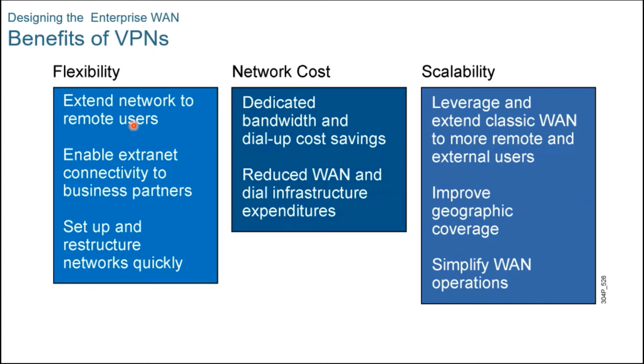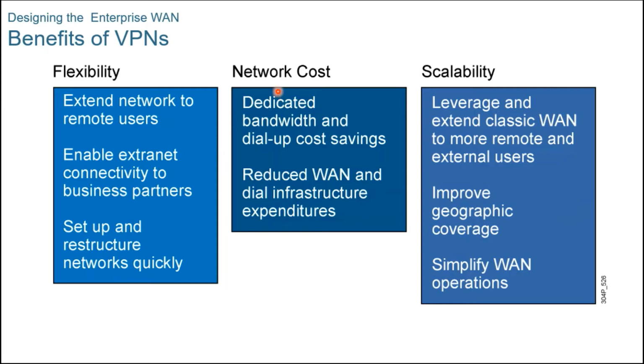Now, what are the benefits of virtual private networks, or VPNs? Let's talk about flexibility. VPNs offer flexibility because site-to-site and remote access connections can be set up quickly and over the existing infrastructure to extend the network to remote users. Extranet connectivity for business partners is also a possibility. And a variety of security policies can be provisioned in a VPN, thereby enabling flexible interconnection of different security domains. So you can set up and restructure networks quickly.